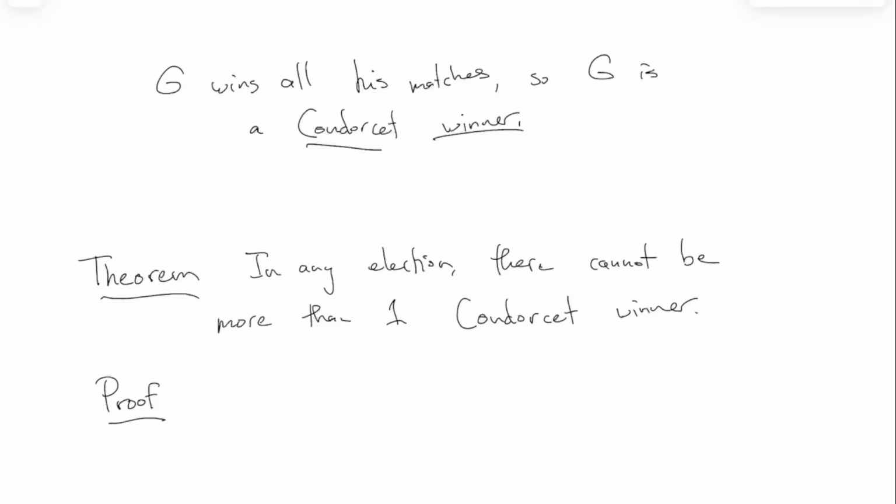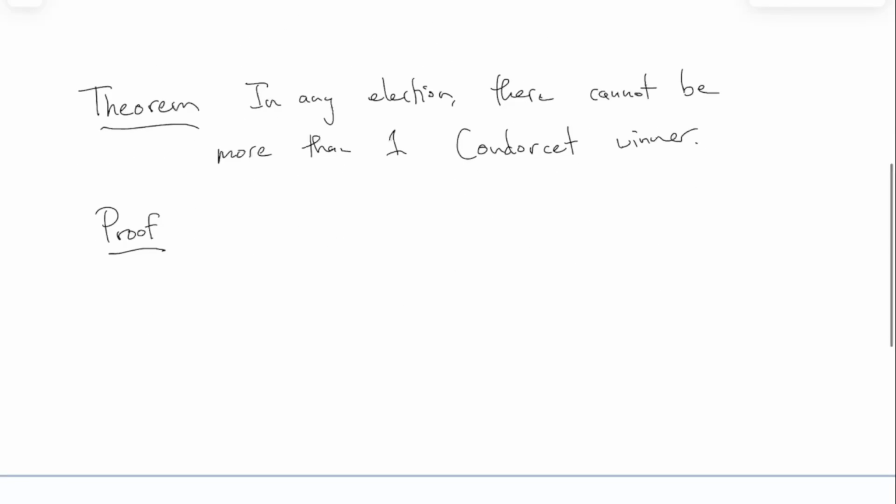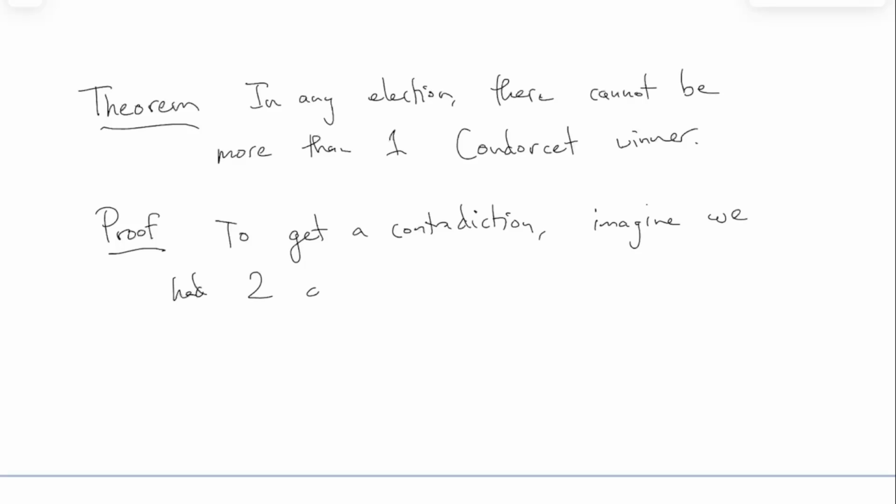I am going to do a little argument by contradiction. This is something that I hope that you've heard of before. So I'm going to say something like, to get a contradiction, let's imagine we had two different Condorcet winners.